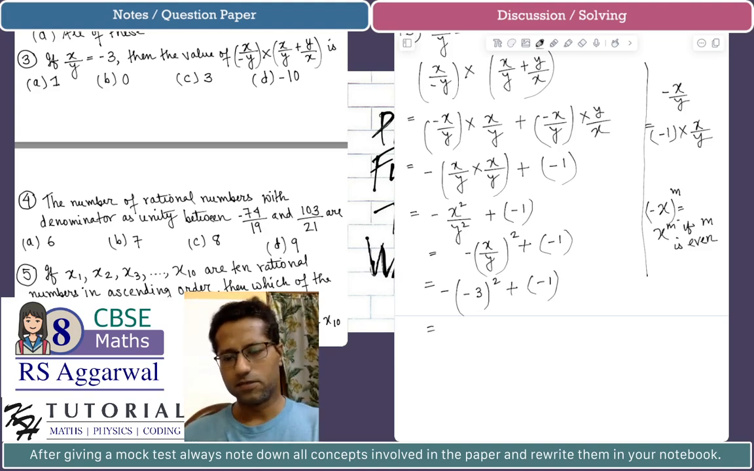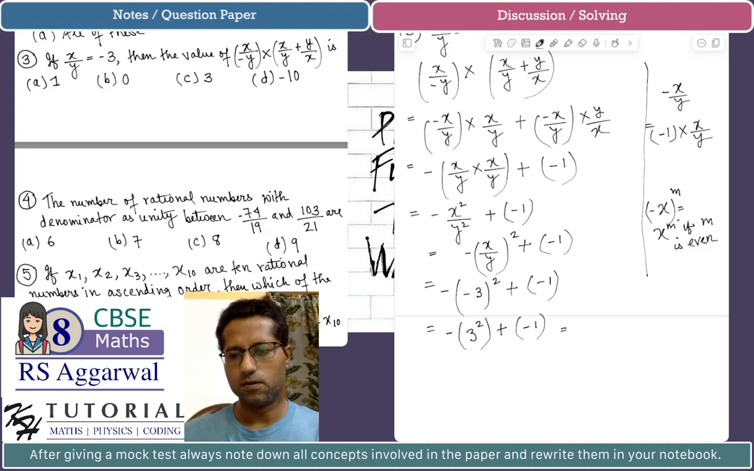So we can see minus 3, the power is 2, which is an even number. So we can write it as, the minus will be gone, so we have 3 square, and we have plus minus 1. So this is equal to 9 minus 1. This is equal to 8. So clearly the answer is choice D.